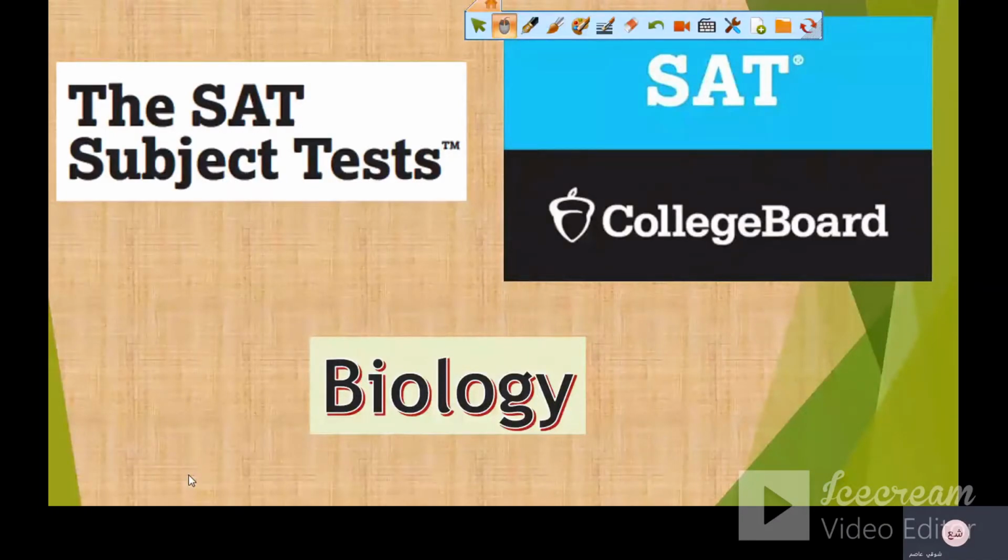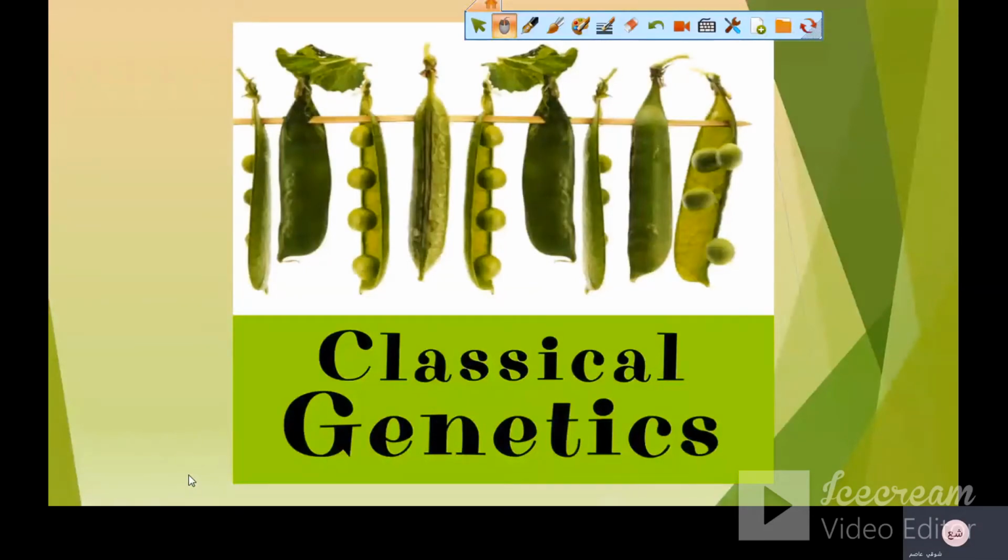Today, I'm going to explain a new chapter in SAT biology, which is classical genetics. But before explaining, I have to know what's meant by genetics. Simply, genetics is the transfer of hereditary material from the parents to the offsprings. So the genes are transferred from the parents to the offsprings, and genetic variation will be produced in the offsprings. This is simply what's meant by genetics.